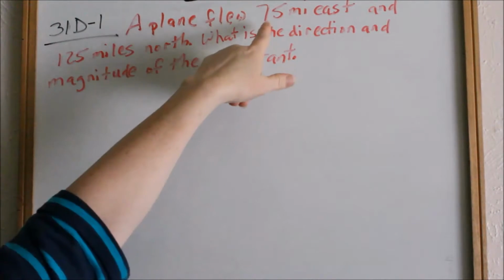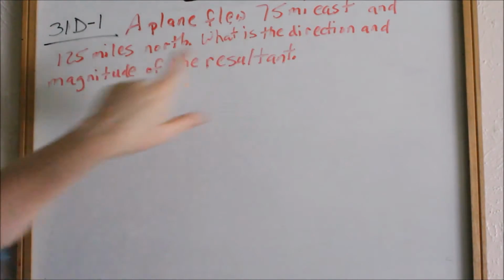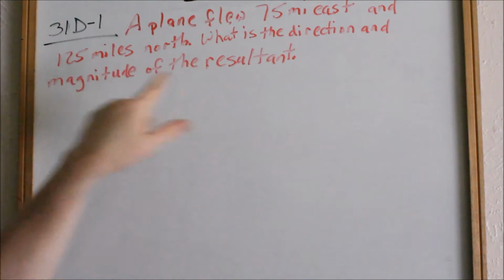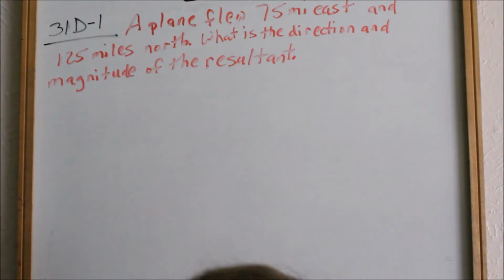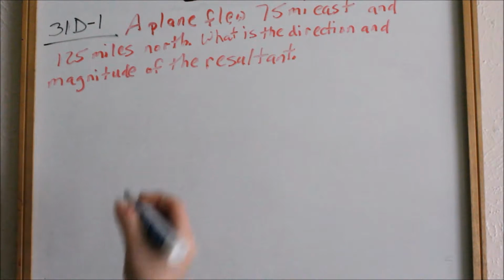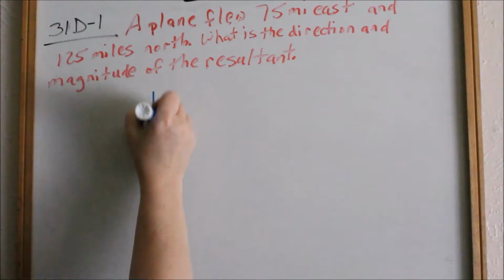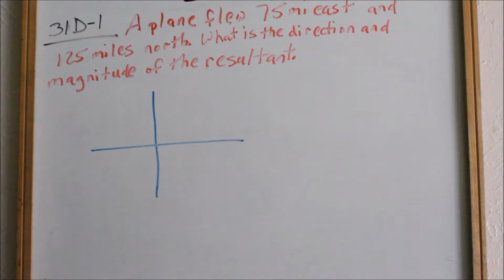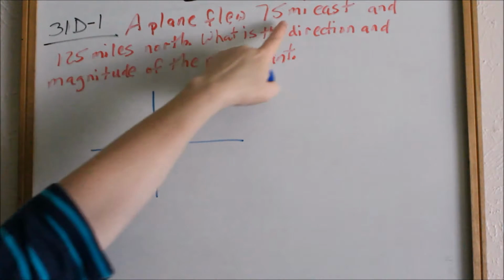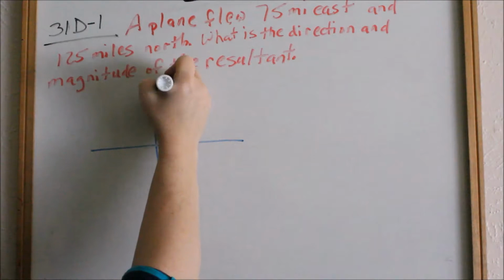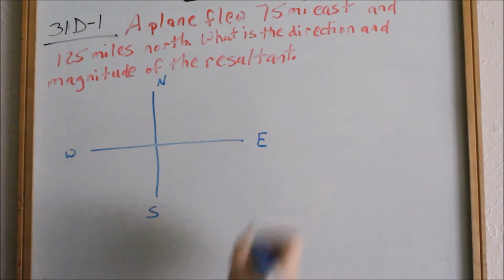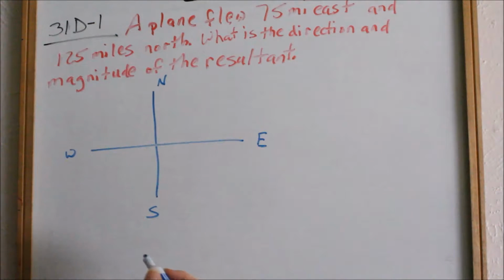A plane flew 75 miles east and 125 miles north. What is the direction and magnitude of the resultant? Okay, I always recommend drawing a picture. So the first thing that it says is that a plane flew 75 miles east. If you're dealing with east and north, you label it that way.